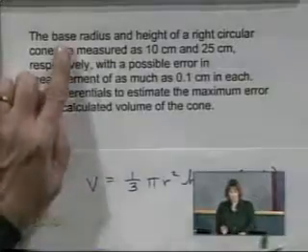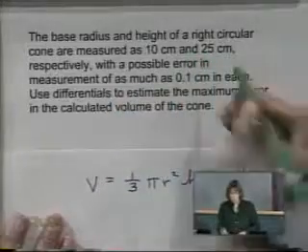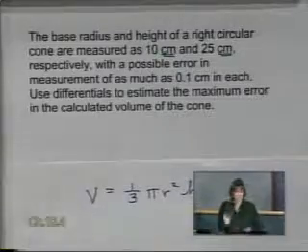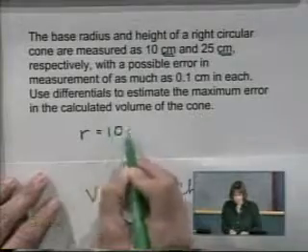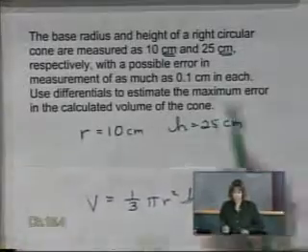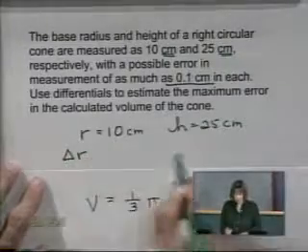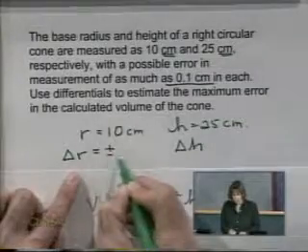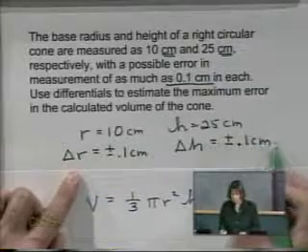Now, what are they giving me so far? They're saying the base radius and the height have been measured to be 10 centimeters and 25 centimeters. Let's all remember our unit is centimeters. I don't feel like writing the centimeters out continually. All right, in physics and chemistry they do all the time, but I know everything's in centimeters, I'm okay. So my radius is 10 and my height is 25. But I have a possible error of 0.1 centimeters. So that's my delta R and my delta H, because my R could vary by plus or minus 0.1 centimeters, and my delta H could vary by plus or minus 0.1 centimeters.